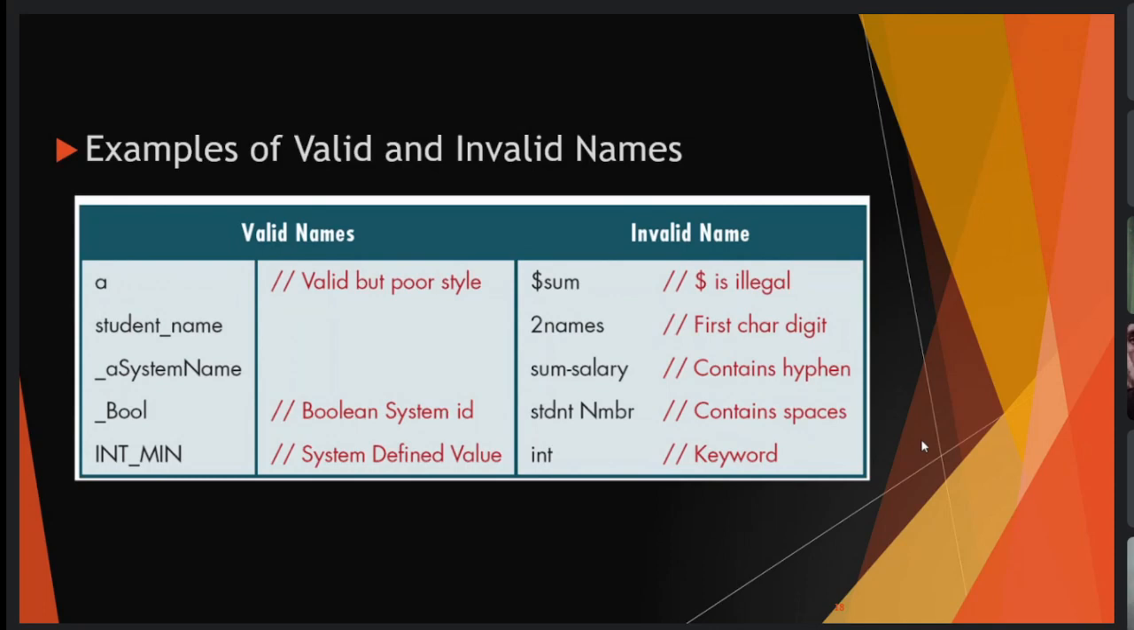Okay? So, here are just some of the invalid identifiers. Naggamit ka og special characters, dollar sign. The second one, you are using a number for the first character. For the third one, nagamit ka og hyphen, which is again not permitted. The fourth one, student number. So a space is considered as one of those special characters, which is again not permitted. And the last one, int.